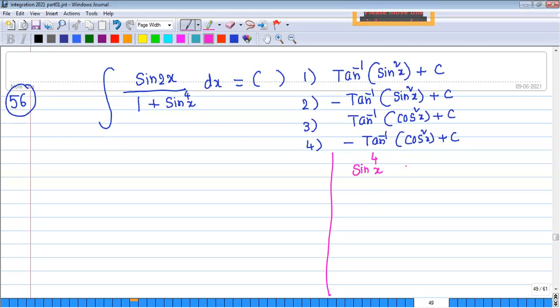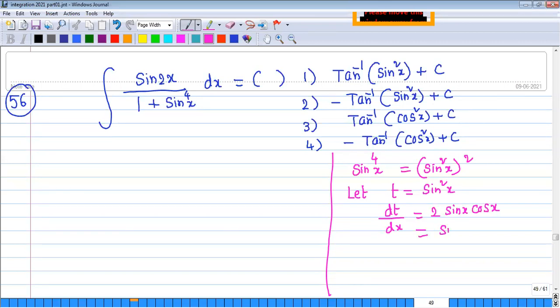This sin x to the power of 4 we can write as sin square x whole square. So let us say t is equal to sin square x. dt by dx: the differentiation of sin square x is 2 sin x cos x, which is nothing but sin 2x. So dt equals sin 2x dx. Accordingly, we need to change this problem now.